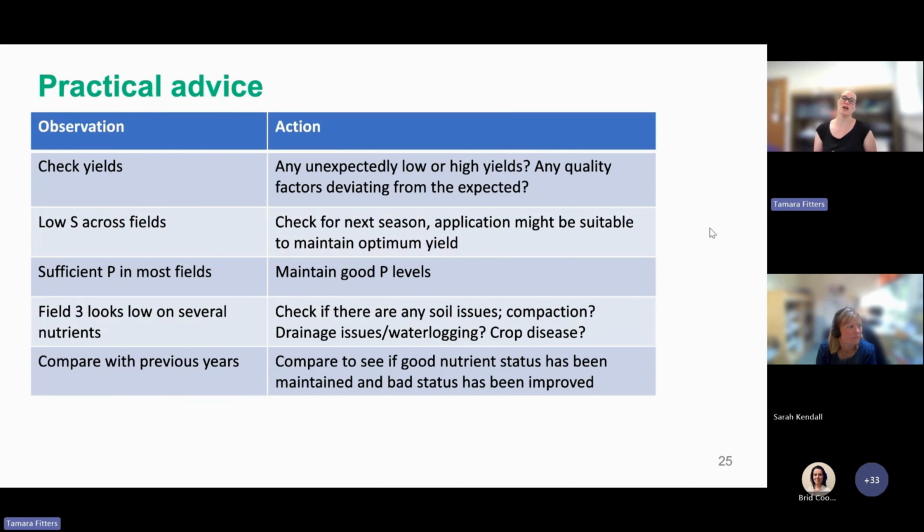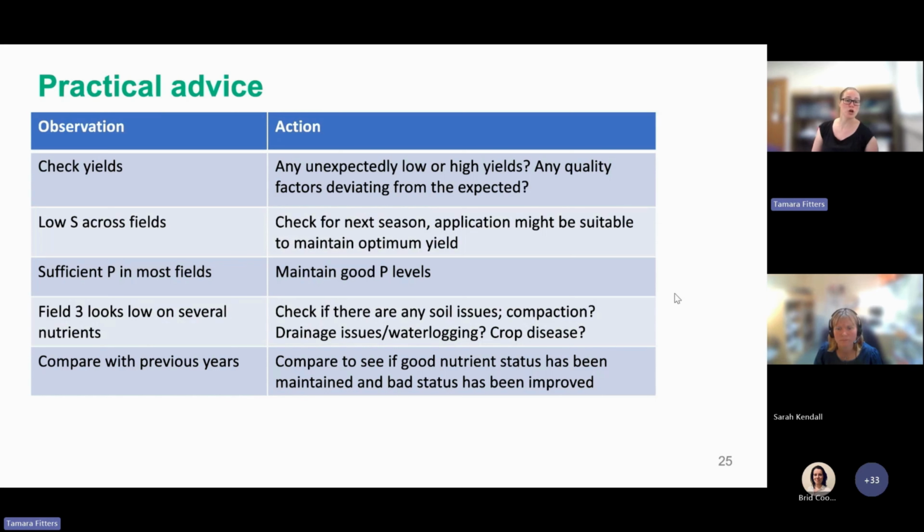So in terms of practical advice, what I'd like to bring forward is that it's important to check your yields, compare your yields to what you expected them to be. What are they really, and why are they different if they are different, and see if there are any quality factors there that might have affected this. So in the case of that overview graph I just showed, there was low sulfur. So for next season, you might want to apply more sulfur. These are things you want to look at. We found that there's sufficient phosphorus in most fields, so then it's a matter of maintaining the levels that are there.